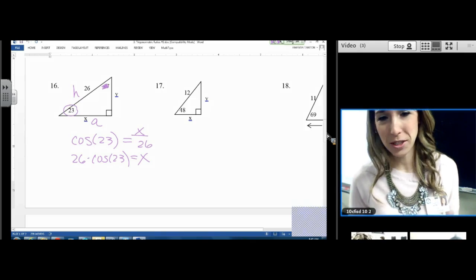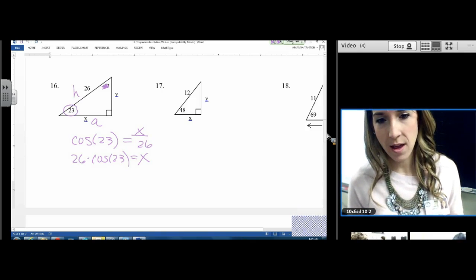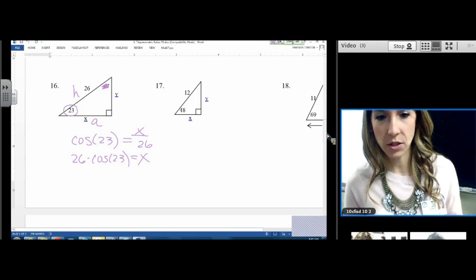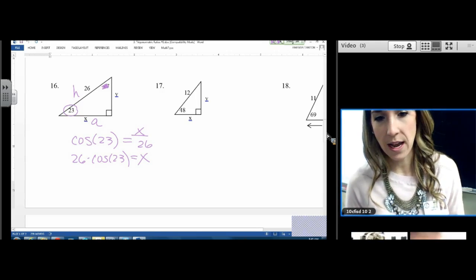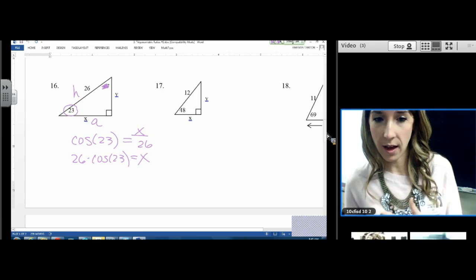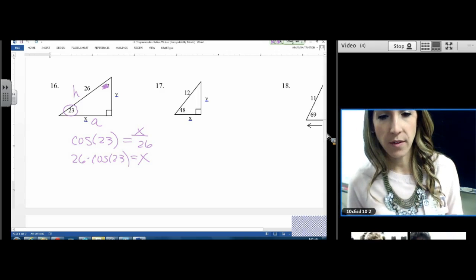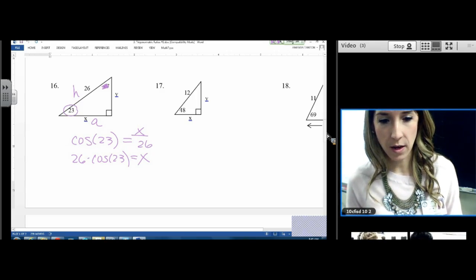You can totally just use Pythagorean theorem to find y. Since you have two sides of a triangle, you don't need to use trig again. So that's up to you whether you do sine of 23 to find y or whether you use Pythagorean theorem to find y.